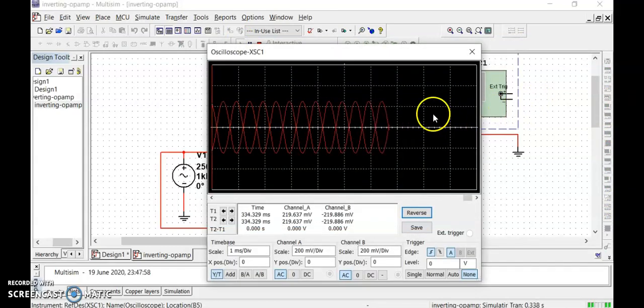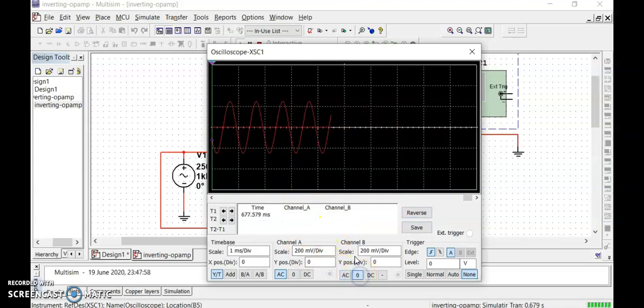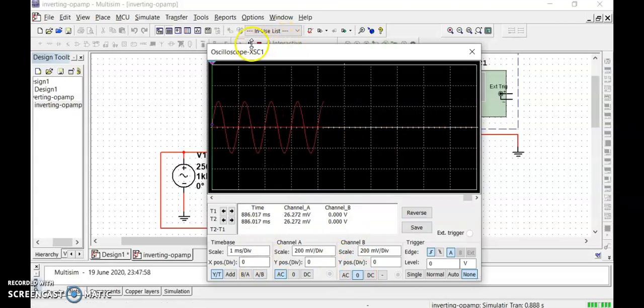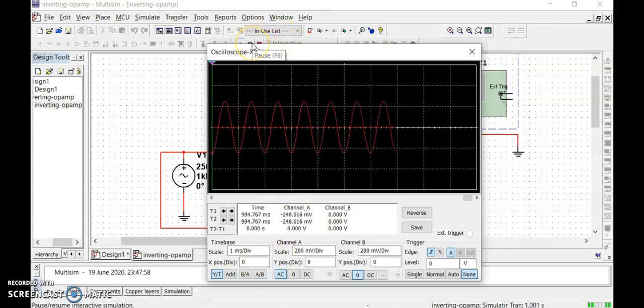Now if you see here, channel A is our input. So I am disabling channel B. So this is our input. I am going to stop this to measure the input voltage. Just press pause. If you drag like this, now this is our input. What is our input value? It is 500 millivolts. Let me calculate it, whether it is exactly 500 millivolts or not.